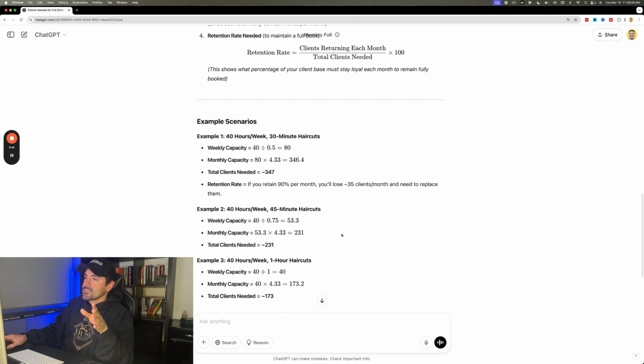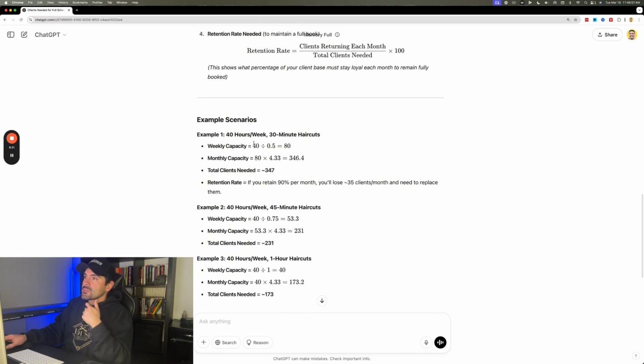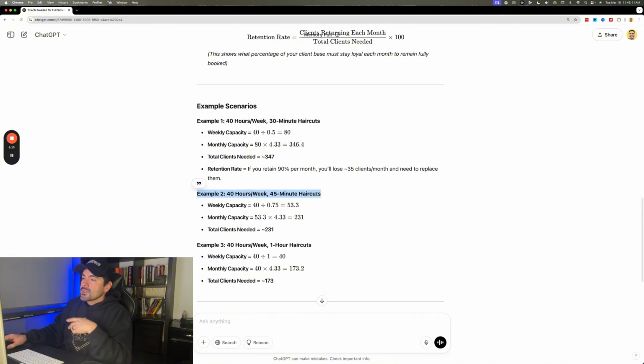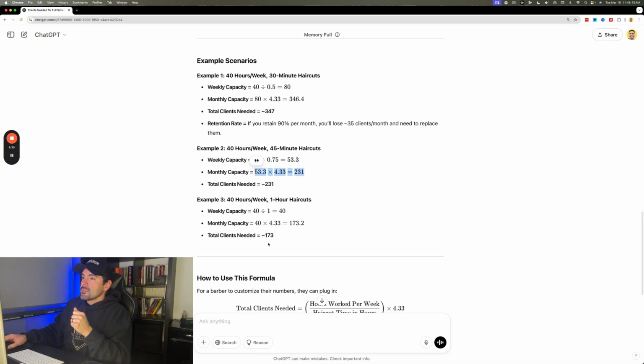And then you can customize this based on your haircut time. So the first example was 30 minutes. The next one is a 45-minute haircut, so you need 231 clients total. And then you just take 90% of whatever that number is, and that's if your retention is 90%.